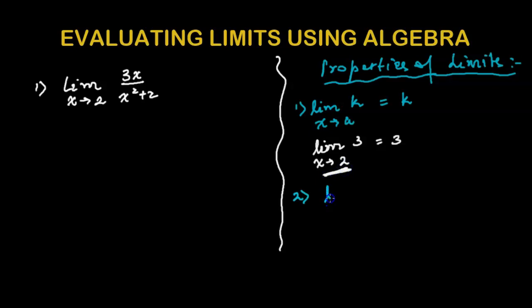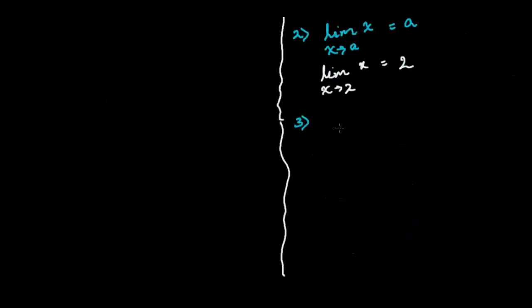The second property says, if we are determining the limit as x approaches a for the variable x, then the solution is a itself. For example, if we are supposed to find the limit as x approaches 2 for x, the solution is 2 itself.